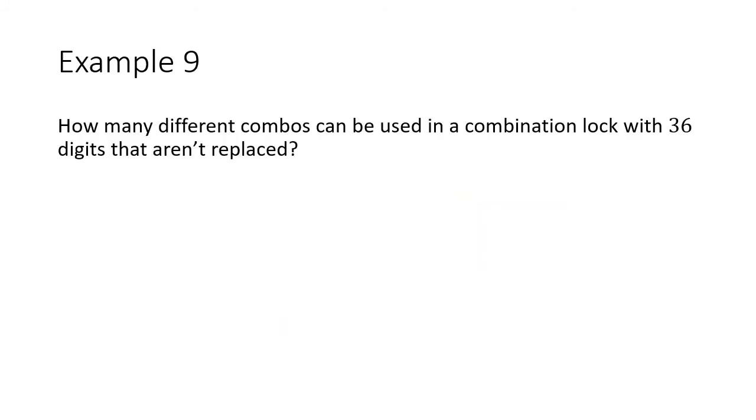So for the next example, how many different combos can be used in a combination lock with 36 digits that are not replaced? Because your combination lock is not going to have the combination 222. It's going to use 3 different numbers. So we ask our questions. Does the order matter? Of course it does. With a combination lock, you have to put them in the right order. What about replacement? No, we just said they can't be replaced. And if we look at our table, order matters yes, replacement no.